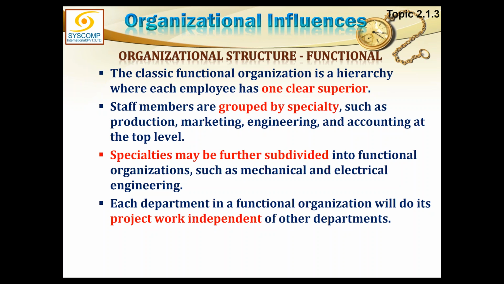The classical functional organization is a hierarchy where each employee has one clear superior. Every person belongs to some department and has somebody to answer to, and that boss could be answerable to another boss and ultimately to the top boss. Staff members are grouped by their specialty, like accounts department, finance department, HR department. They all have their own specialty, and naturally all the people in that department would be specialized in that area. So they have their own understanding amongst their peers within the department, and their own loyalties.